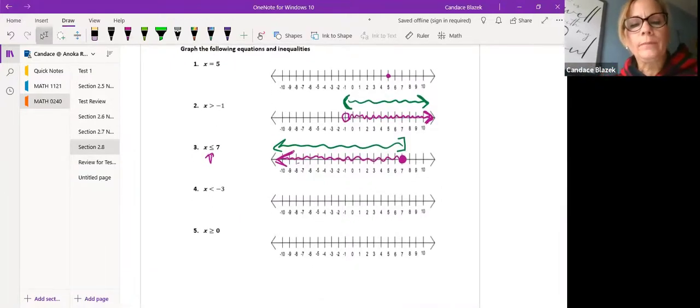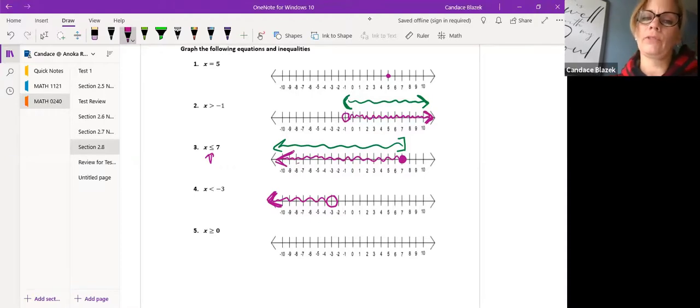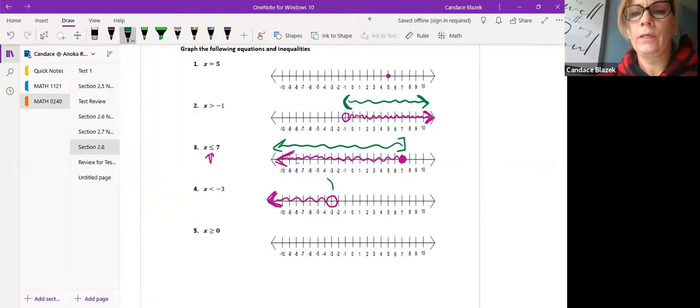So number 4, x is less than -3. So we're going to find -3. We're going to put an open circle, and x is less than, so we'll do our little squiggly line or just darken it to the left. So it's all the values less than -3. We could also do the curved parenthesis and then do the arrow.